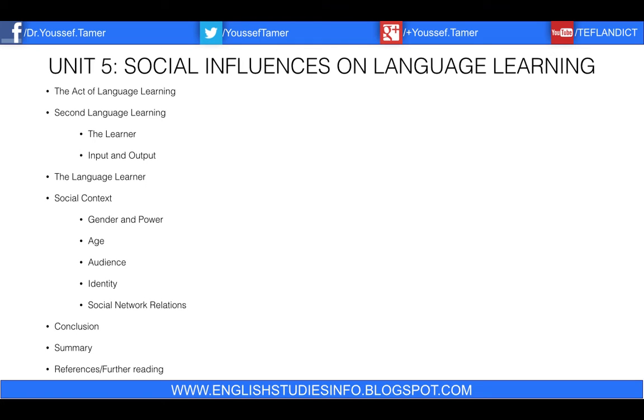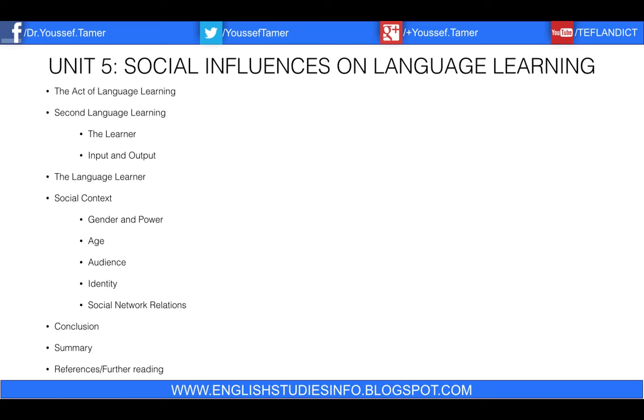Now, Unit 5, we will move on a little bit to sociolinguistics and society: social influences on language learning. Language learning can be affected by some social factors. So in this regard, we are going to talk about the following: the act of language learning, second language learning, the learner, input and output, the language learner.